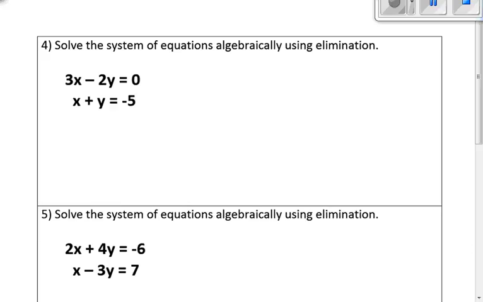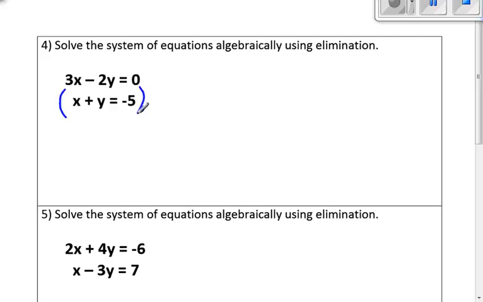Okay, on to the back. Number 4, using elimination. So 3x minus 2y equals 0, x plus y equals negative 5. This is a perfect candidate for elimination because everything is lined up. The x's, the y's, the equal sign, and the numbers. Everything is lined up perfectly, so we know we're doing elimination. But if I add the two equations together or subtract them right now, nothing will eliminate because they don't match yet.